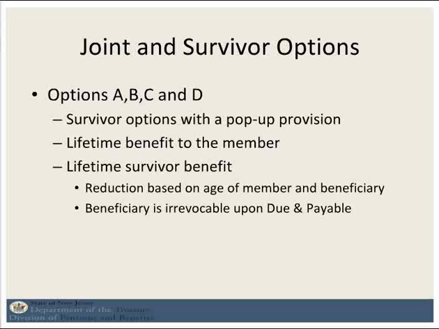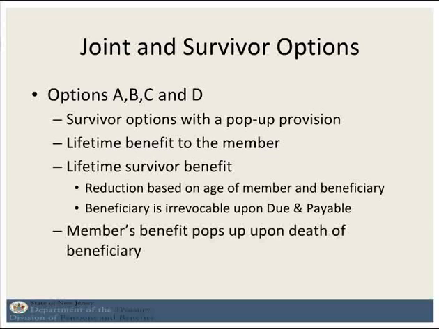However, with options A, B, C, and D, there is a pop-up provision which says that if the beneficiary passes away before the member, their allowance will go back to the maximum allowance, and they will collect there for the rest of their life. They will not, however, be allowed to name another beneficiary.